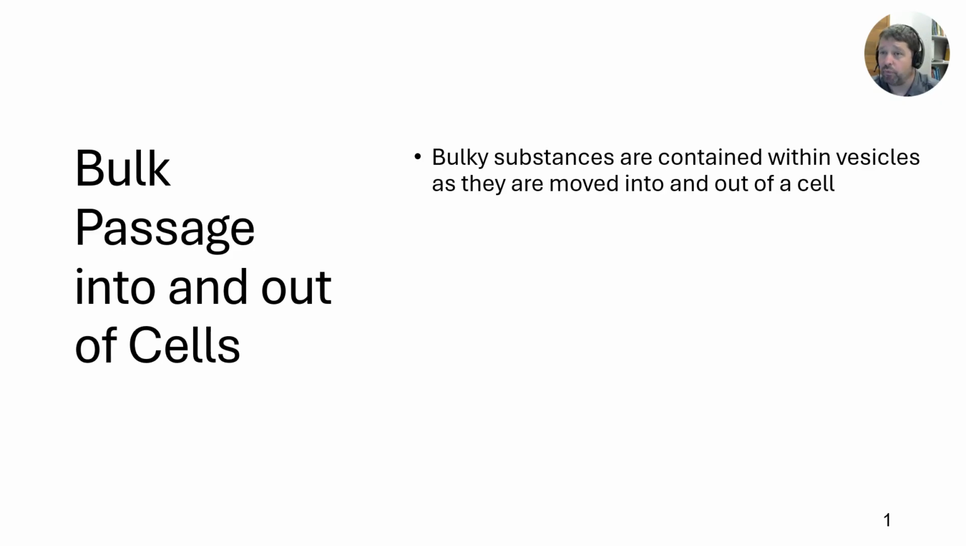For example, water can move freely across the cell membrane because there's a protein in the cell membrane called an aquaporin. The aquaporin allows water to move back and forth through a process which we call osmosis. That's just the movement of water across the membrane.